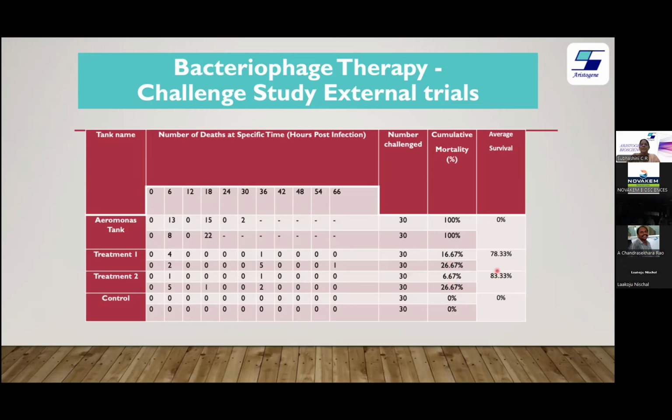The average survival in the only Aeromonas tank is 0, whereas in the other two tanks it is around 78 and 83% survival. Control tank, there is no, sorry, this is 100%, this is a mistake. Control tank, there is no death.